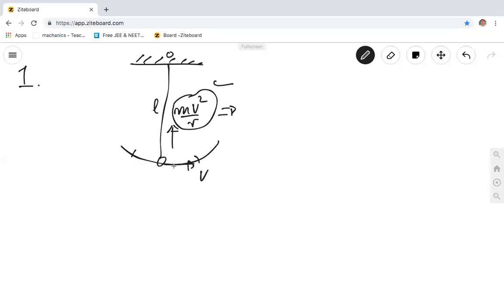Now look at this. This mass. Look at this. This is mg downwards. And this tension is upwards. Tension always pulls the object. Now I am going to write an equation for this situation. You just concentrate and try to understand how I write it.